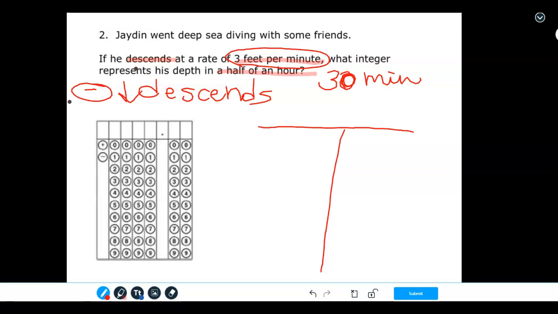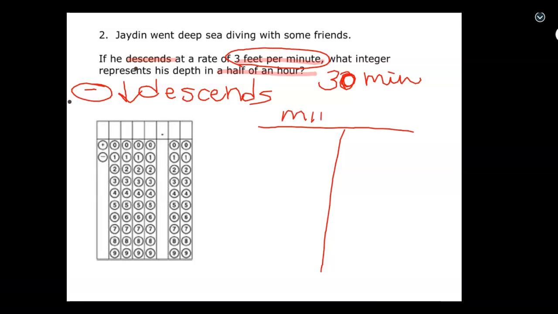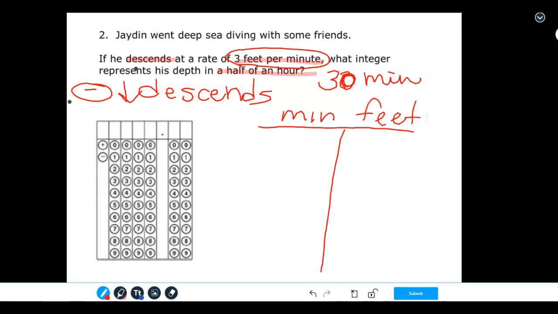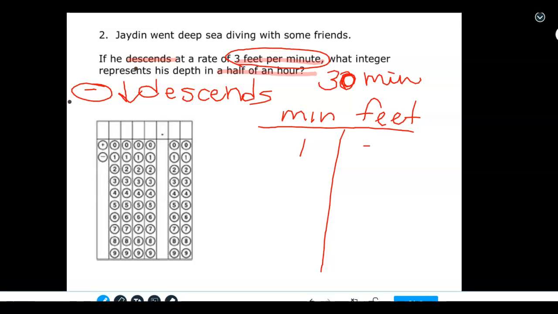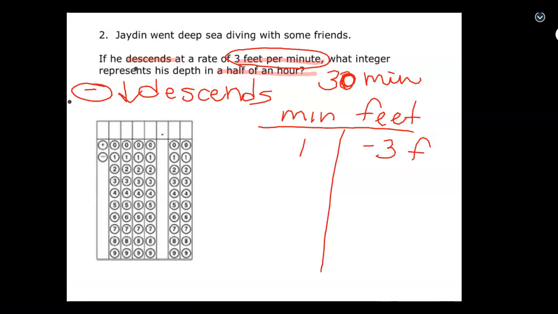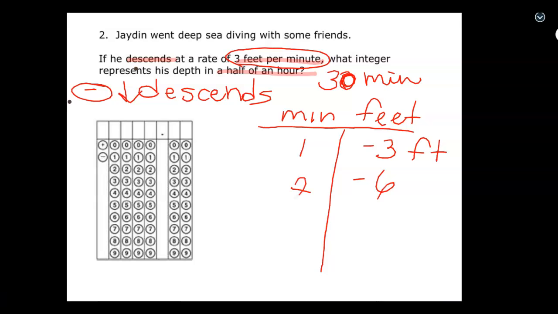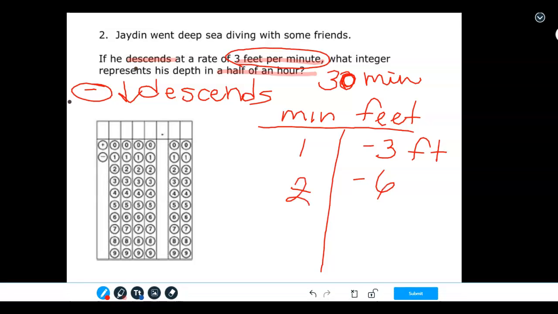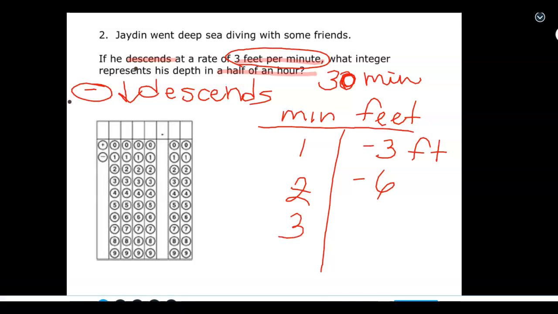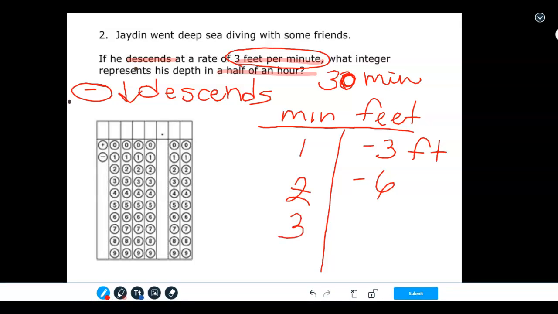So, I'm going to make myself a table to solve it. Some of you could just do it in your heads, whatever. You shouldn't be clicking on anything right now. I'm going to have, for every minute, how many feet is he changing here? Okay? So, for 1 minute, how far is he going underwater? 3. So, negative 3 feet. Okay? So, in 2 minutes, how far down will he be? Negative 6. Are you gonna do this? I could if I had to, but no, I'm not going to. 3 minutes, how many feet underwater? He's going to be at negative 9.